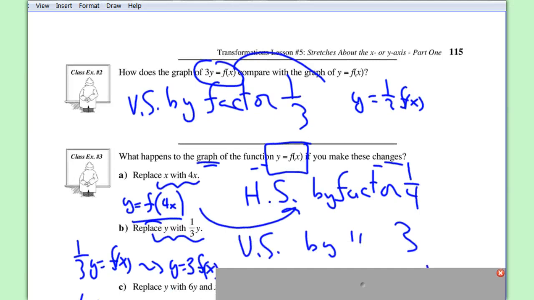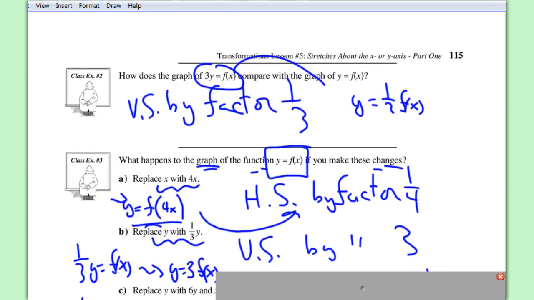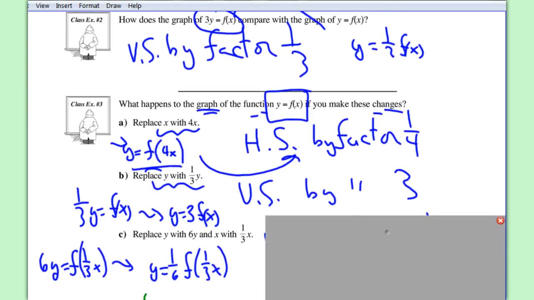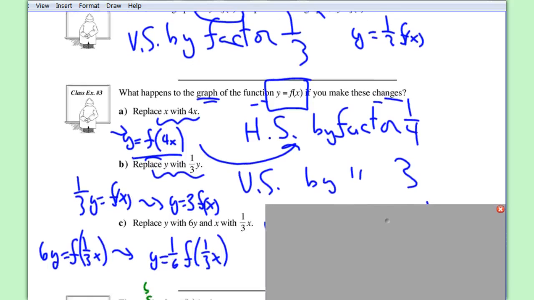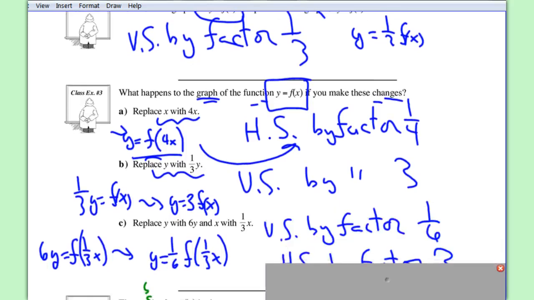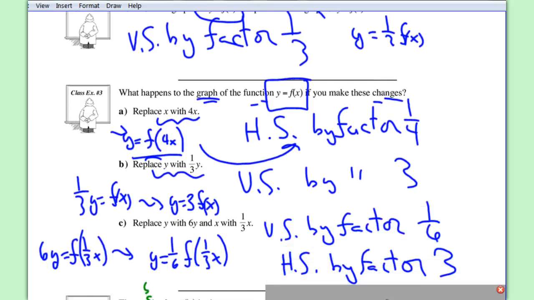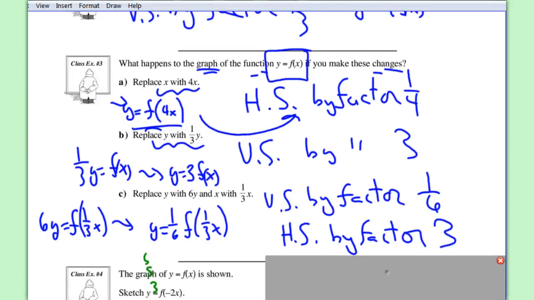Well, what does it look like when you replace y with 6y and x with 1/3 x? Well, let's see. What does it look like? Well, it looks like this. What do those two parameters do? Well, they vertically stretch by 1/6, and they horizontally stretch by 3.